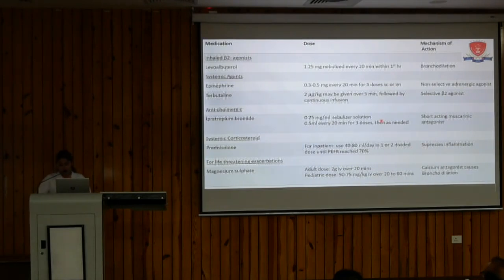These drugs are commonly used to treat acute severe asthma: SABAs, such as salbutamol, which are given every 20 minutes for a total of 3 treatments in the first hour. Systemic beta-2 agonist therapy, such as epinephrine and terbutaline, is used as a rescue strategy to minimize respiratory failure and intubation. Anticholinergics like ipratropium bromide are also used as bronchodilators.